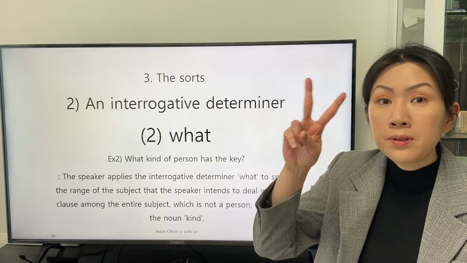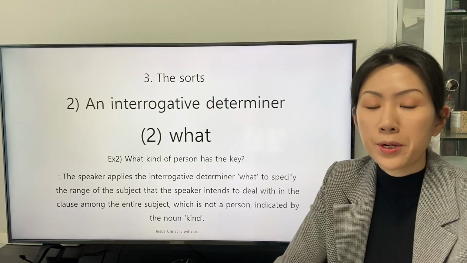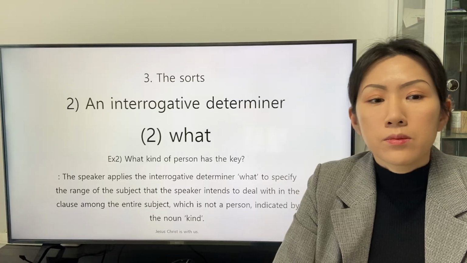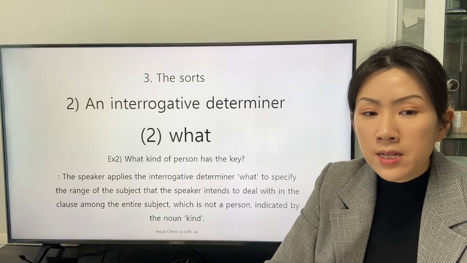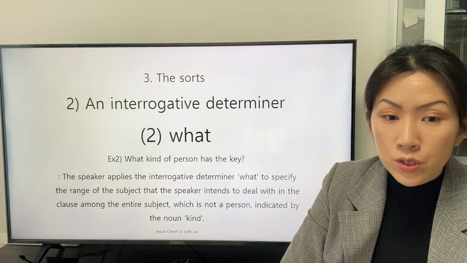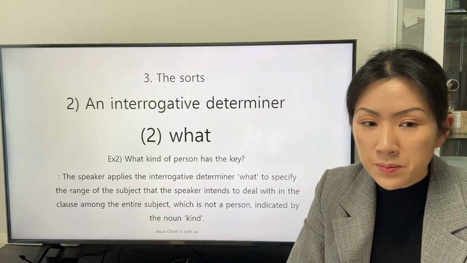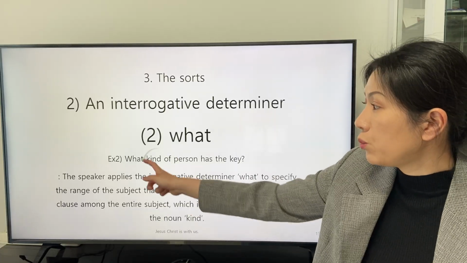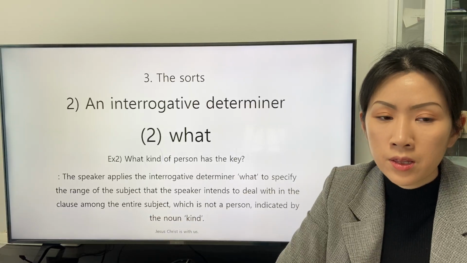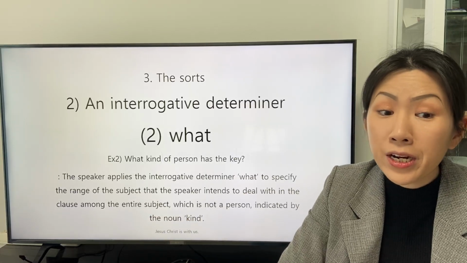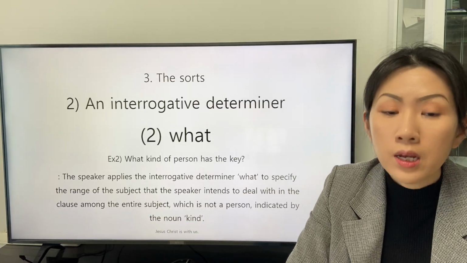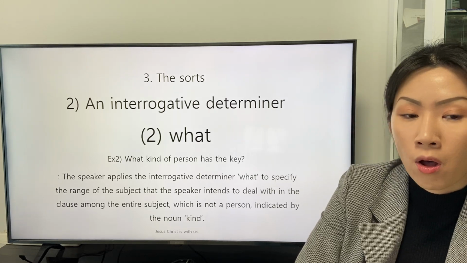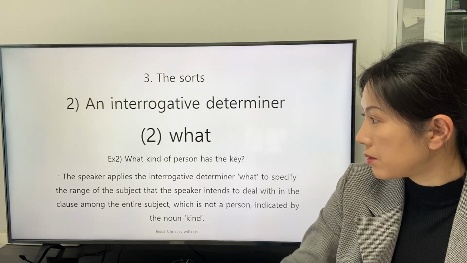The second example is this. What kind of person has the key? The speaker applies the interrogative determiner what to specify the range of the subject that the speaker intends to deal with in the clause among the entire subject, which is not a person, indicated by the noun kind.